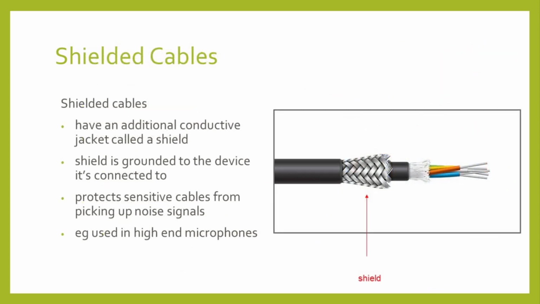As we just mentioned, sheath cables can also come in a shielded form. The shield is in the form of a conductive jacket around the wire bundle, which is grounded to the devices they're connected to. We won't get into too much detail on shielding, but it prevents noise from getting picked up in the cables, which could be very important for sensitive signals, such as analog audio signals from a high-end microphone.